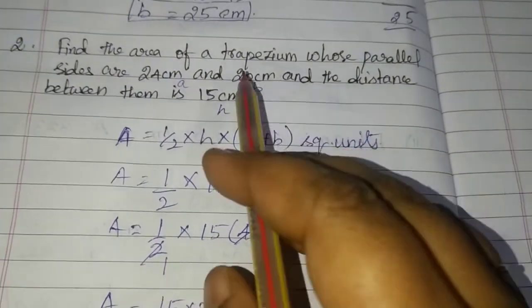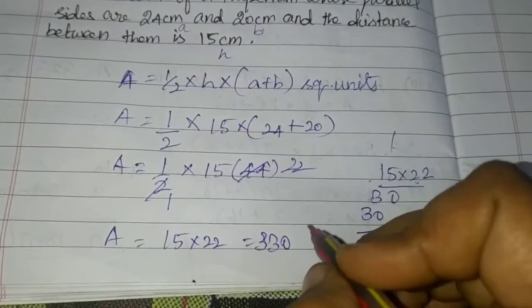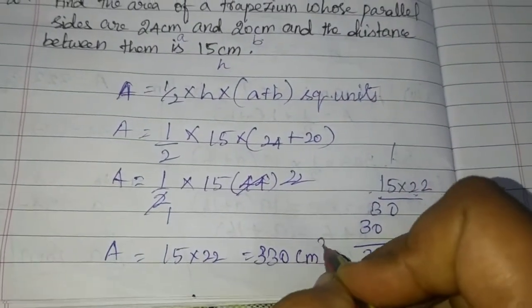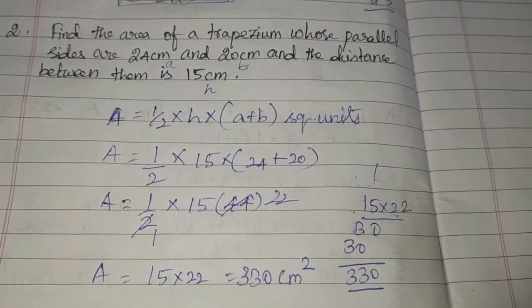Listen children, all the units are in centimeters. We found the capital A, so we have to give the centimeter square. Okay, very simple sum, children.